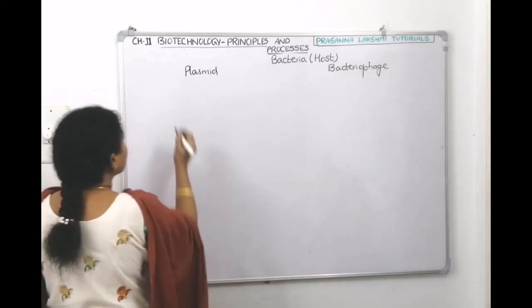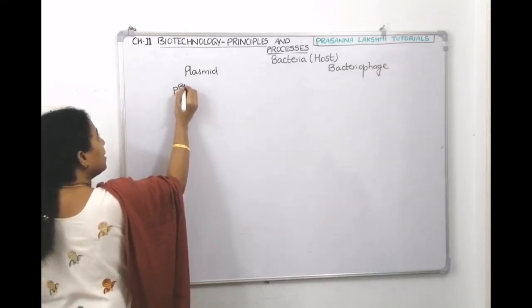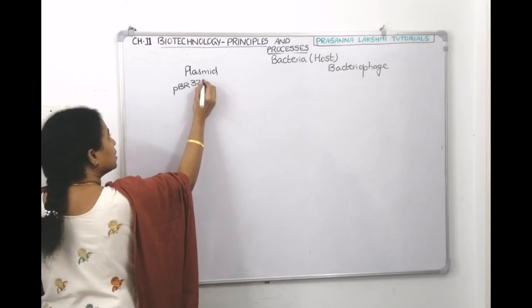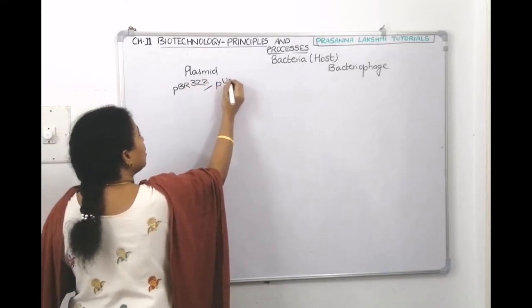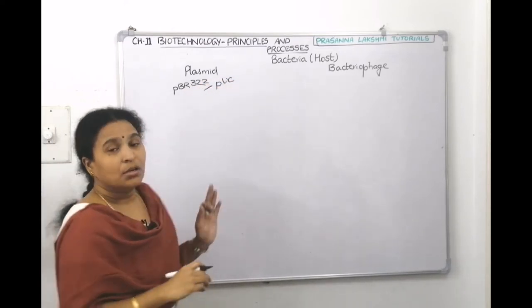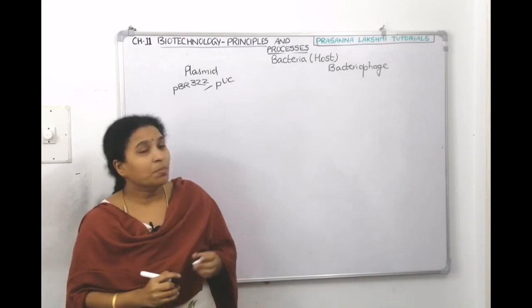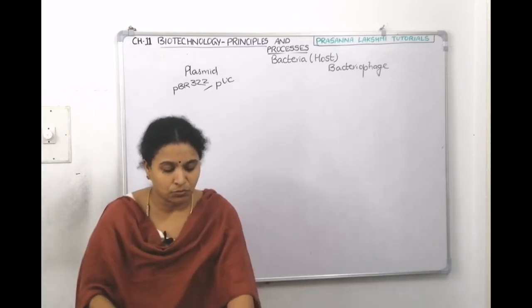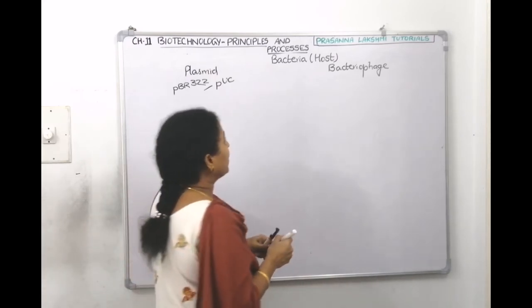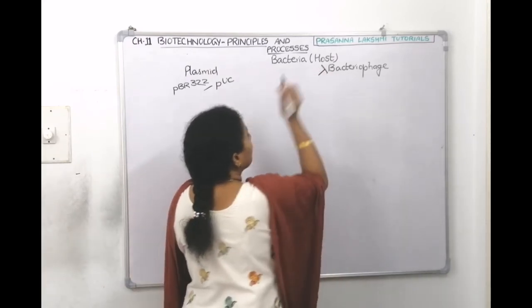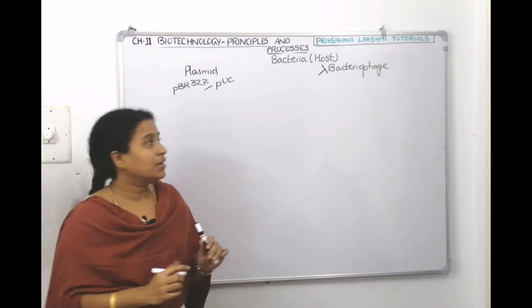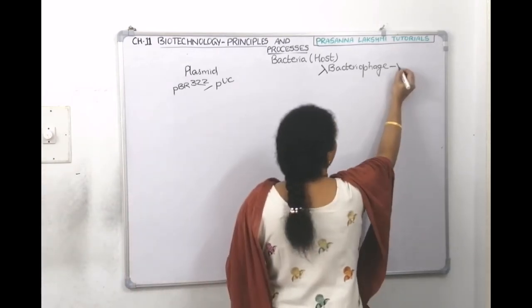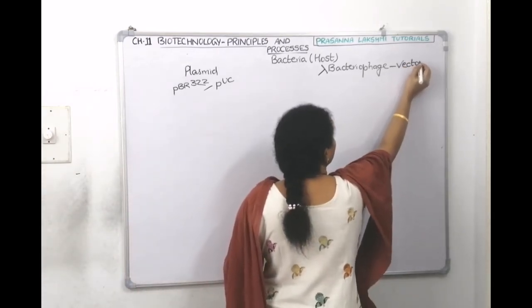Now plasmid, just now we saw pBR322, and the pUC vector also we saw, right? Now let us talk about bacteriophages. Which bacteriophages are generally used? Lambda bacteriophages are generally used as vectors.